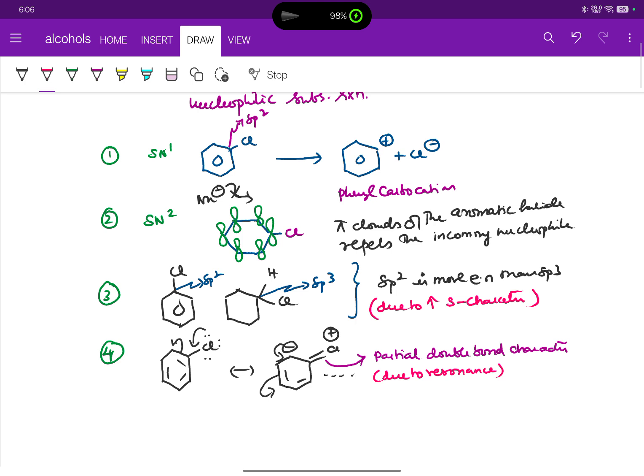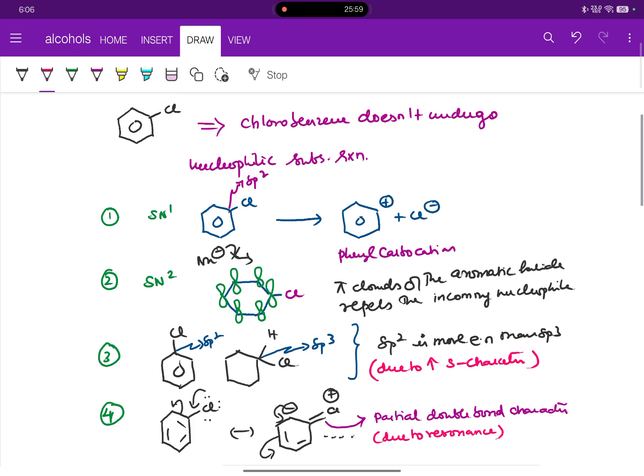There are other reasons. SN1 is not possible because phenyl carbocation formation is never known. SN2 is never possible because the rear side attack is repelled by the pi clouds of the aromatic halide. The sp2 carbon is more electronegative than sp3, so breaking that bond is very difficult. And moreover, there is a partial double bond character as a result of resonance. Among all the factors, resonance is the more stabilizing factor. So you can come to a conclusion that due to these 4 reasons, chlorobenzene can never undergo nucleophilic substitution reaction.